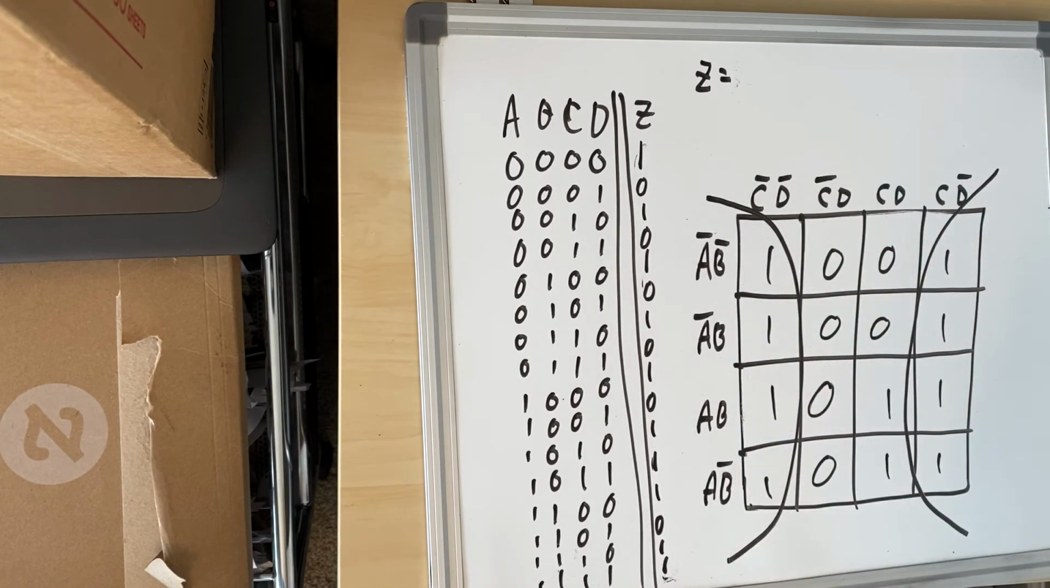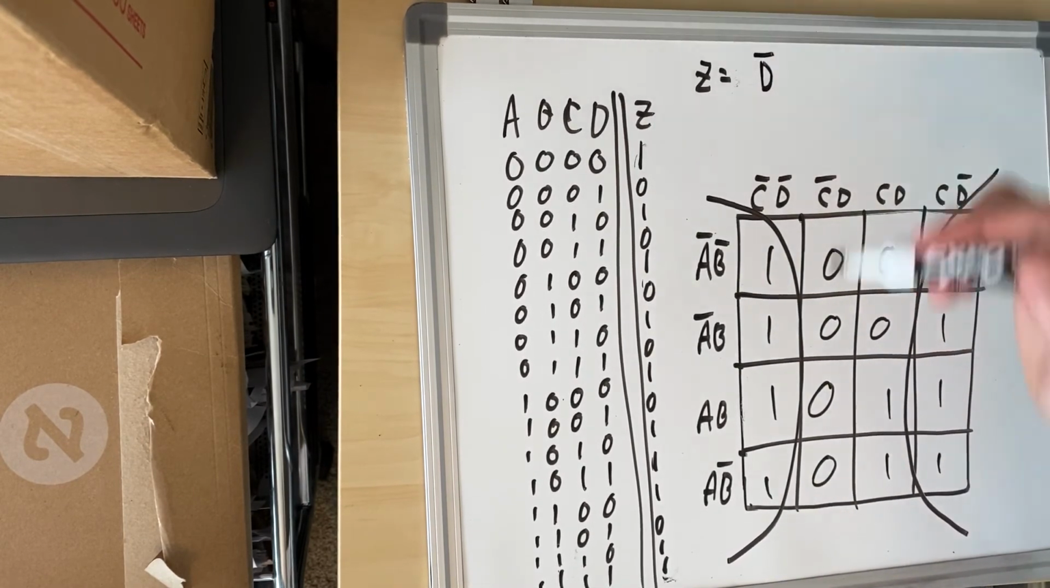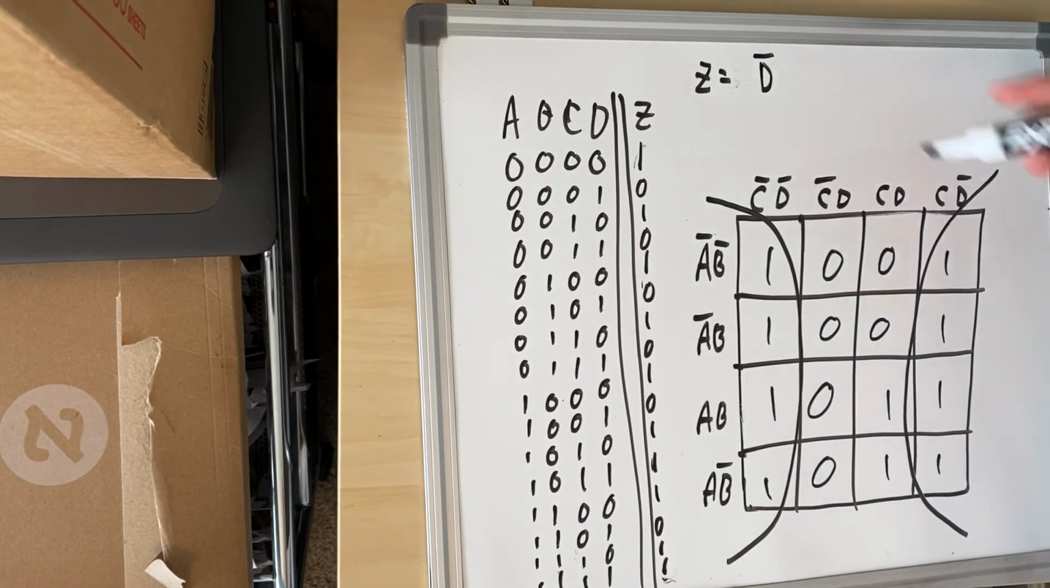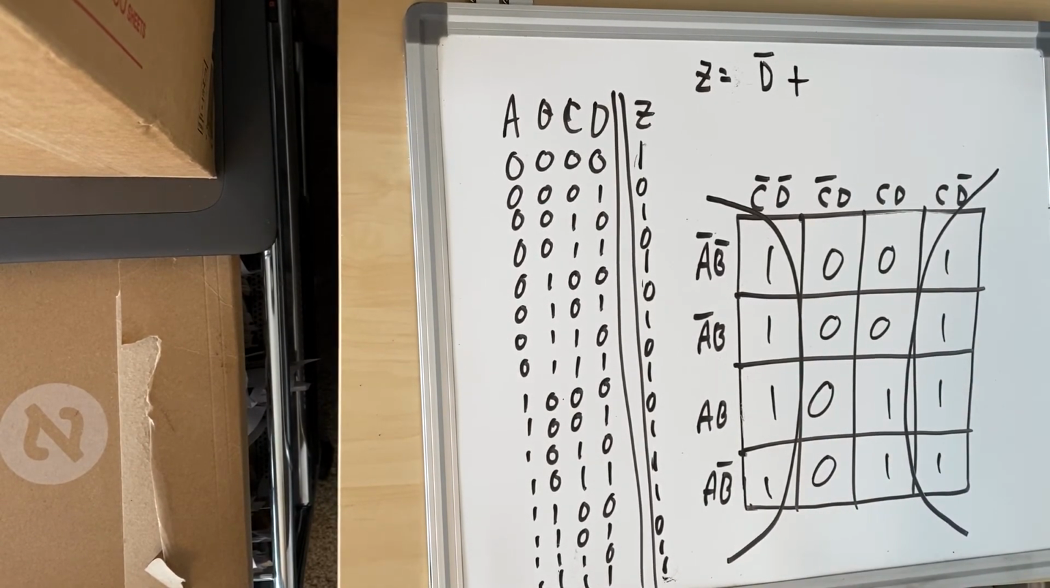Here, nothing changes at all. So this would be not D, or, well, where else? We still have these two guys left. Can we group these in a group of 8? No. Can we group them in a group of 4? We can. So even though these two are still taken care of, we don't want to do a small circle here. We still want to group them in a group of 4 like this.